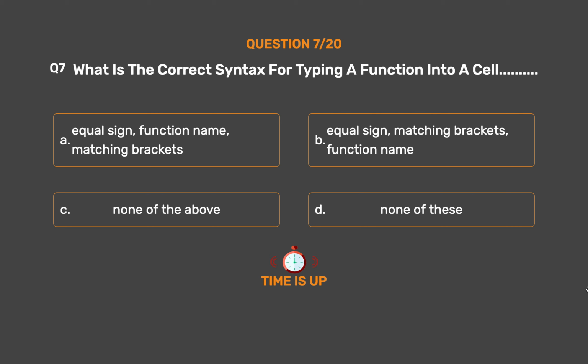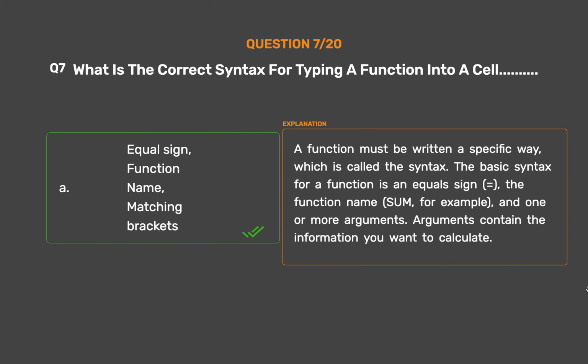The correct answer is Option A, equal sign, function name, matching brackets. A function must be written a specific way, which is called the syntax. The basic syntax for a function is an equal sign, the function name, SUM for example, and one or more arguments. Arguments contain the information you want to calculate.